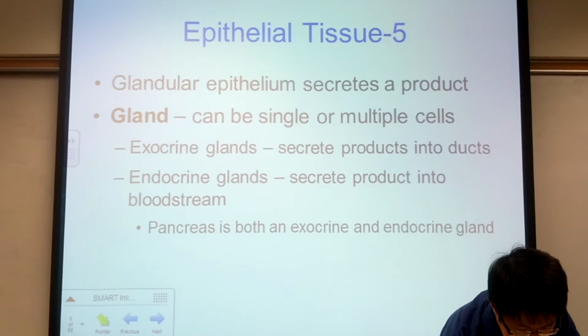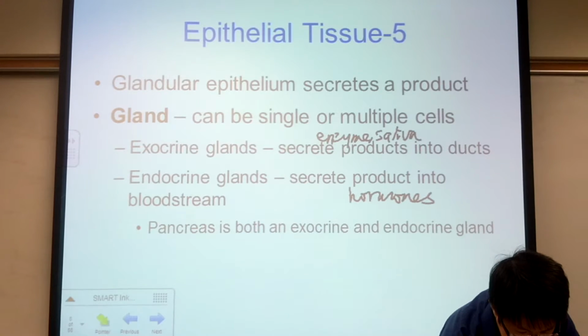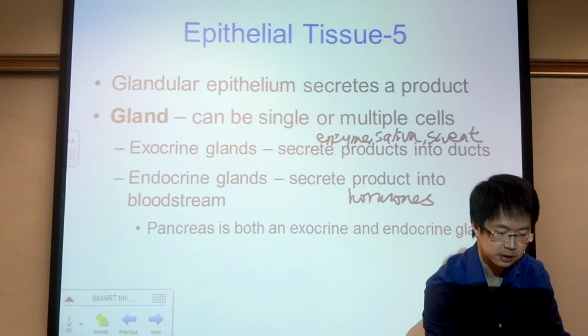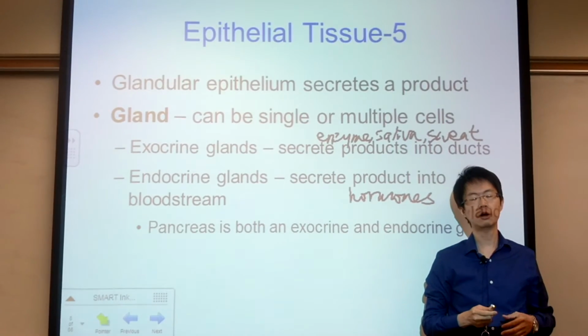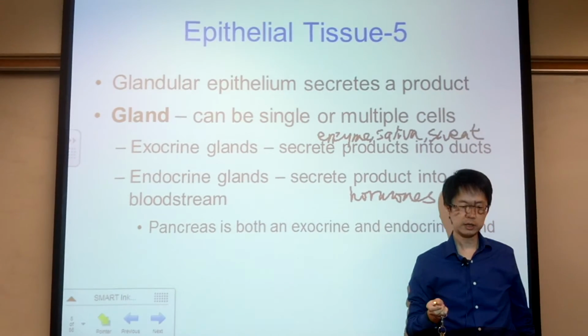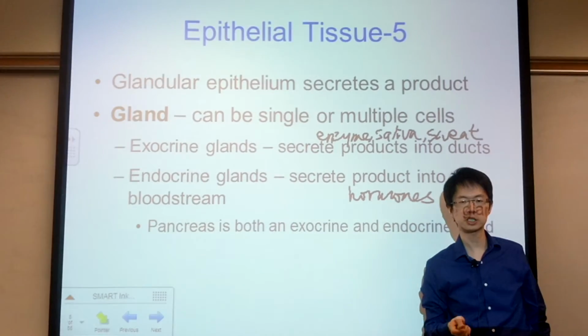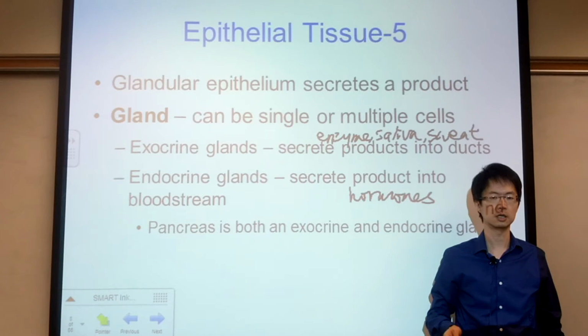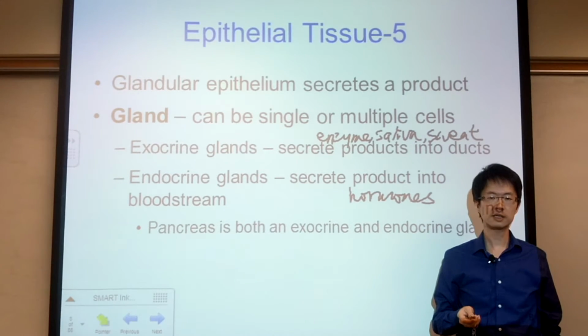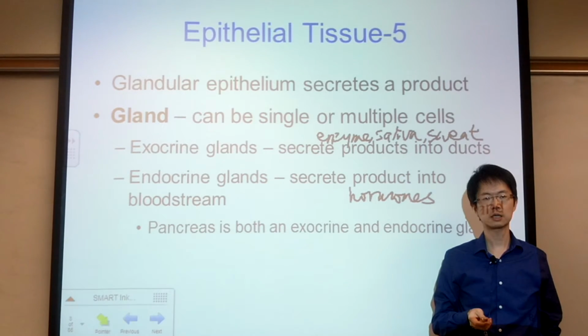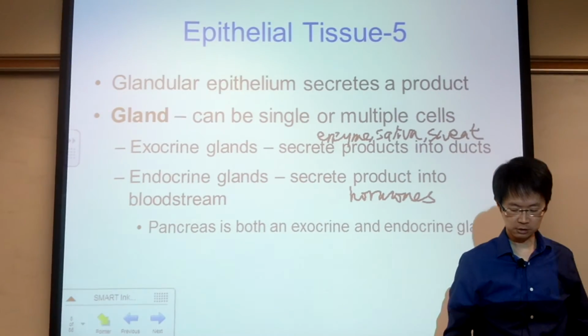So this one, hormones. And then exocrine, it can be enzyme, saliva, sweat. All these are exocrine. Pancreas is the only gland, is the only organ that is both exocrine and endocrine. So when it is an exocrine gland, pancreas secretes a digestive enzyme, so pancreas becomes a digestive organ. But when pancreas is considered an endocrine gland, it secretes a hormone like insulin, glucagon, or somatostatin. All these are the endocrine hormone.